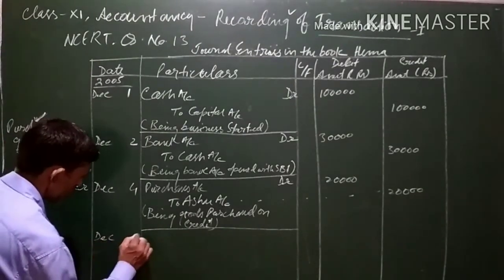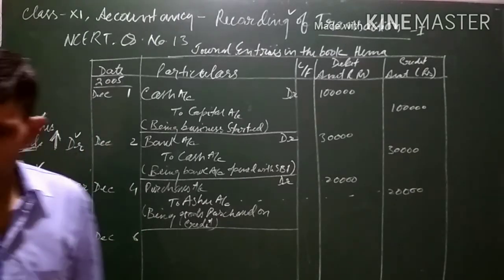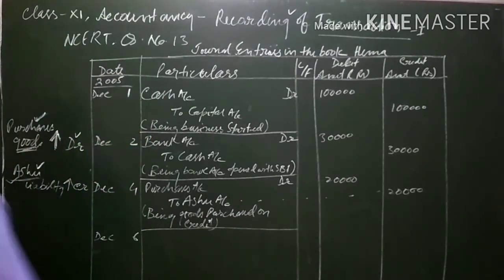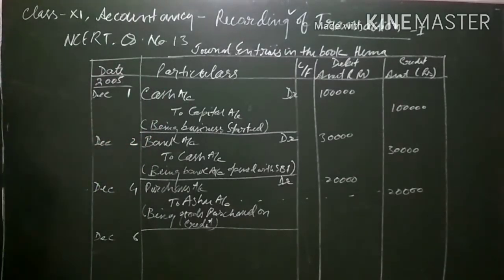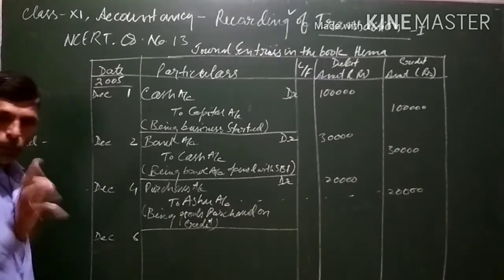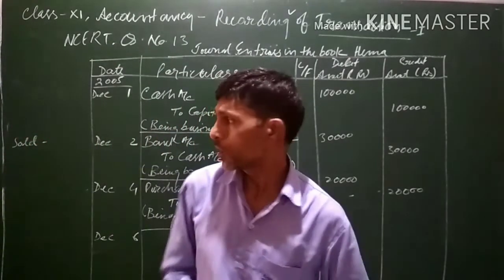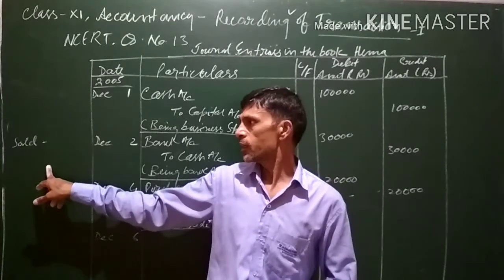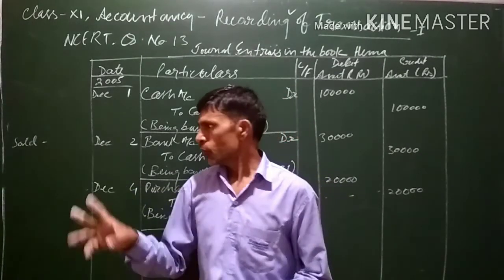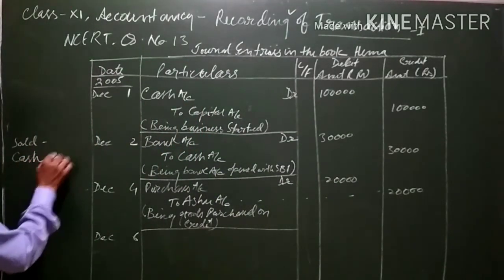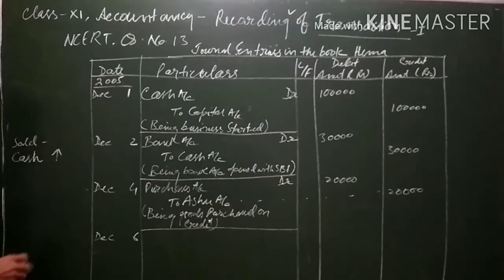Let's see. December 6, what is happening? Sold goods to Rahul for cash. Here things are very clearly mentioned. Goods are being sold. Sold for cash. Here the name of the party is given. One thing again we have to keep in mind here: the name of the party is given as well as cash is also mentioned, that it is sold for cash. So since here we will be getting the cash immediately, we are selling the goods and getting the cash, it means there will be an increase in cash because goods are sold and we are getting cash immediately. It is a cash sale.